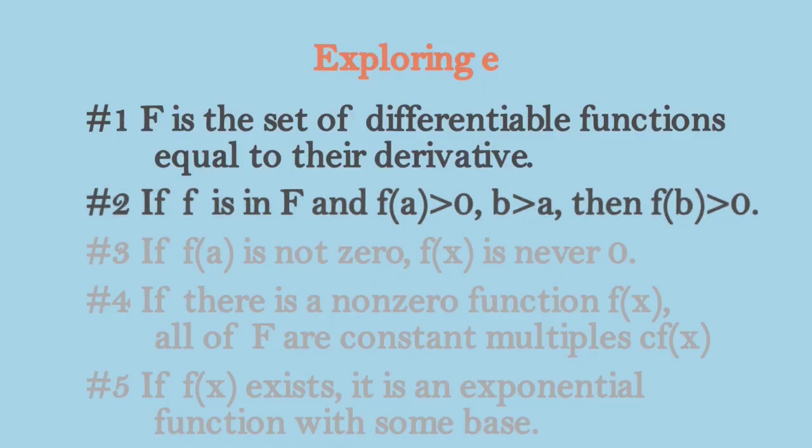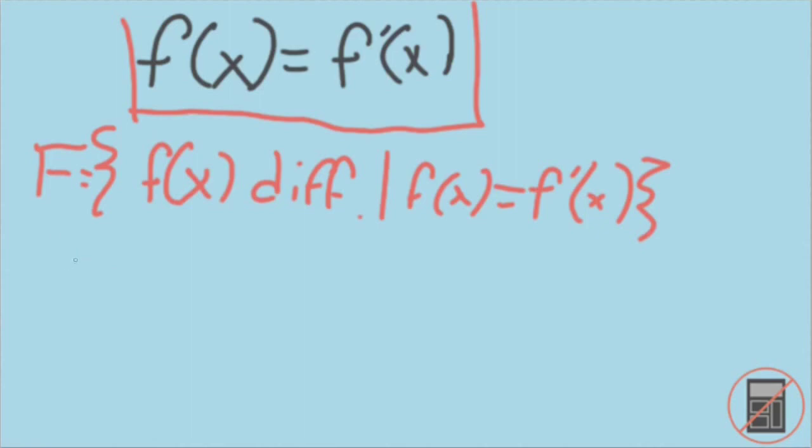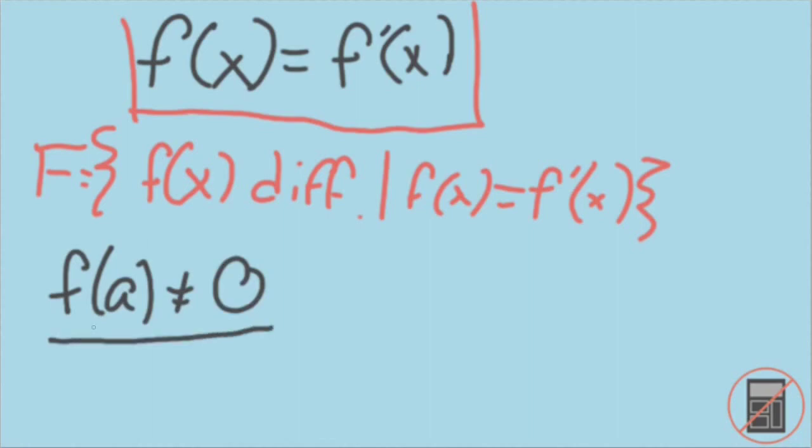Next, we will show that if f is a function equal to its derivative and it has a positive value, then all the following values are also positive. So let's say that a function is not equal to 0. So we have some value a for which f of a is not equal to 0. Now, first off, we're going to prove that if f of a is greater than 0, then f of x is always going to be greater than 0.